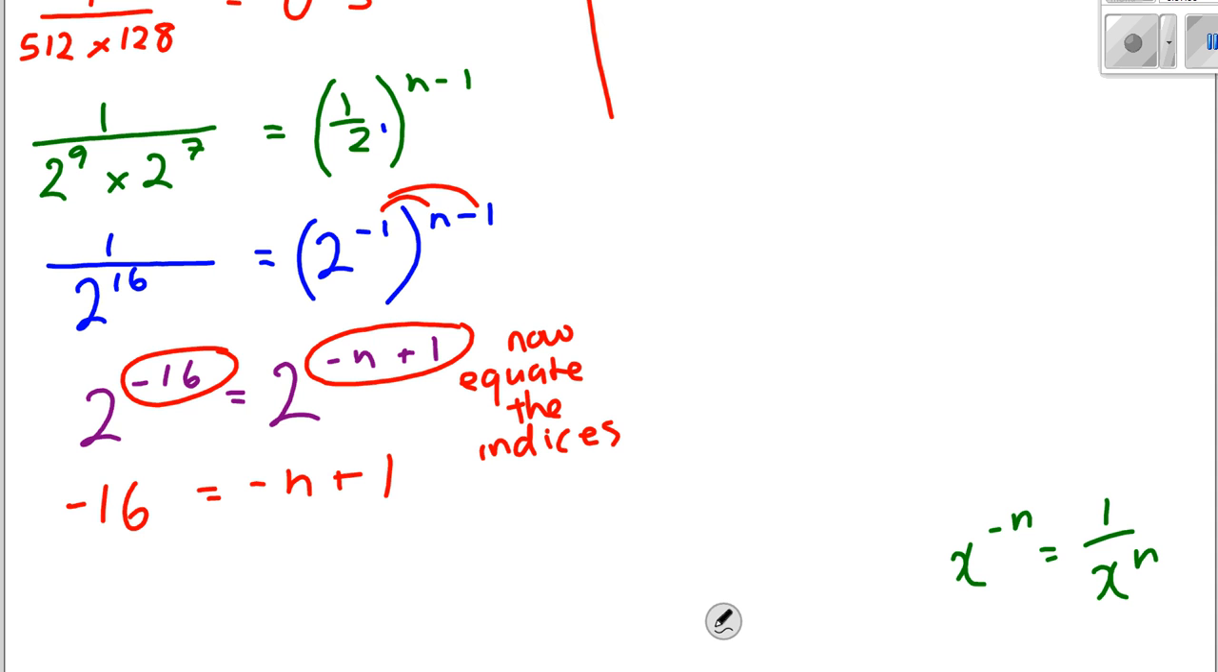Then you solve it. It's just the way I wrote it looks a bit weird though, doesn't it? So I'm going to rewrite it. Equate the indices, because the bases are the same, so technically that index must be the same as that index, because you've got the same base and there's an equal sign here. So technically they must be the same as each other.